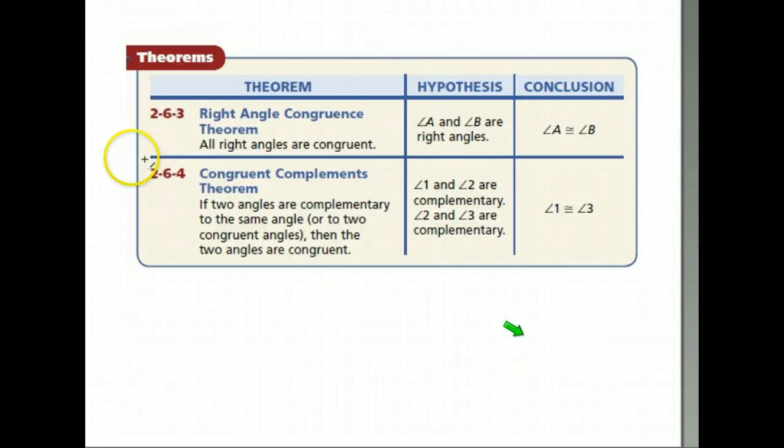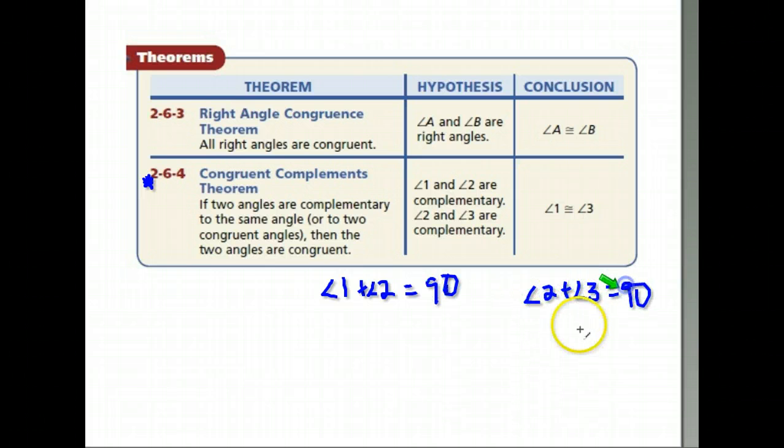And here's two more. This one, the congruent complements theorem, is just like the supplementary one, only it's complementary. So again, if angle 1 and angle 2 are complementary, meaning they add to be 90, and angle 2 and angle 3 are complementary, meaning they add to be 90, and let's say we knew the measure of angle 2, let's say it's 40. Notice angle 1 and angle 3 have to be the same number, because the only way to add to get to 90 is to use the number 50 to add to it. So it forces angle 1 and angle 3 to be the same.